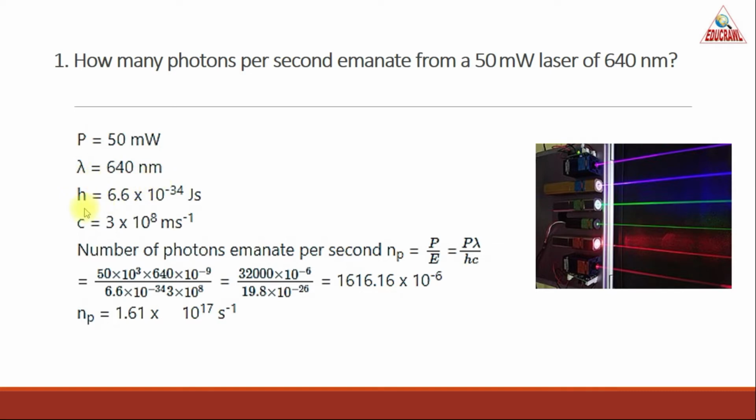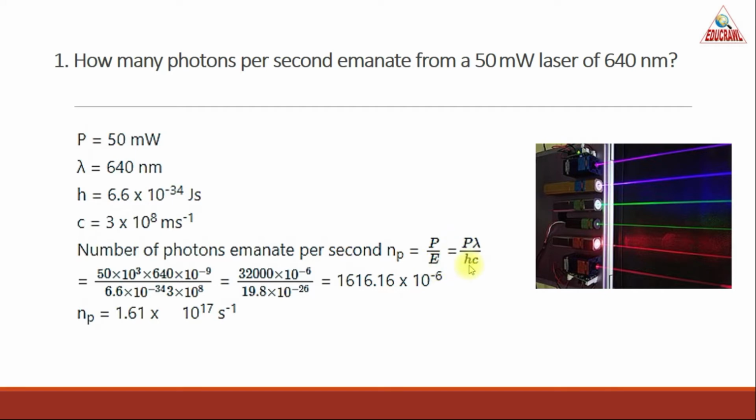We know the value of h, Planck's constant, which is 6.6 into 10 power minus 34 joule second. The value of c, the velocity of light, is 3 into 10 power 8 meter per second. We are supposed to find the number of photons. The number of photons which emanate per second, Np, is given by power divided by the energy.